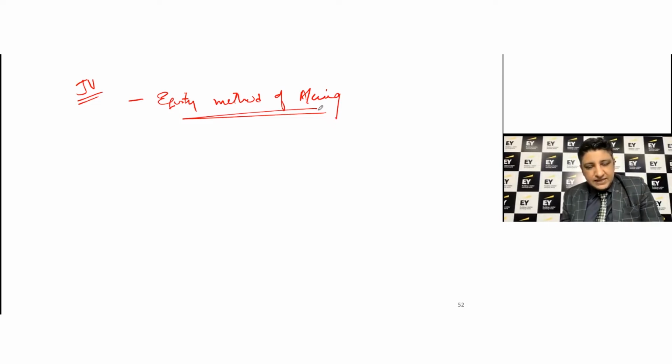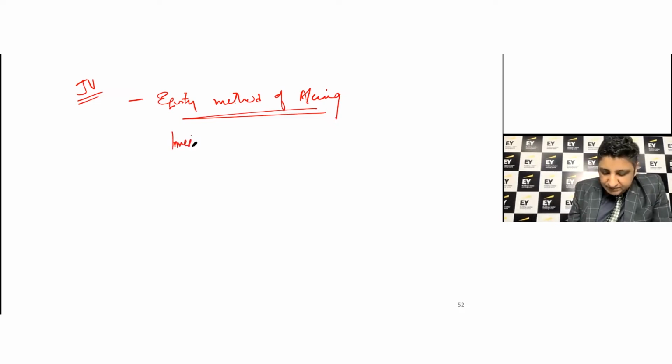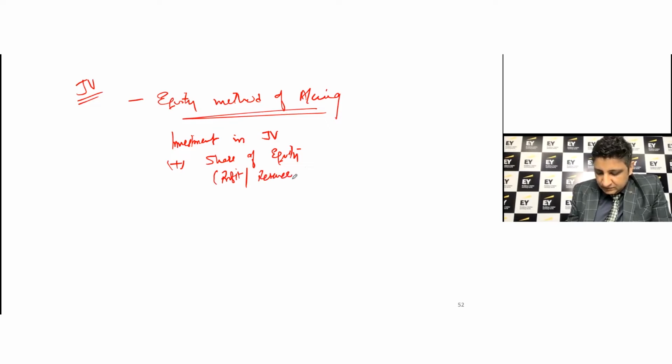right? So when you say it's an equity method of accounting, simply put, whatever is your investment in the JV, of course, plus your share of equity. Of course, when you say equity, we talk about profits, reserves, etc. Okay, so that amount of whatever you invested plus your share is something that you need to reflect as your net investment in the JV.